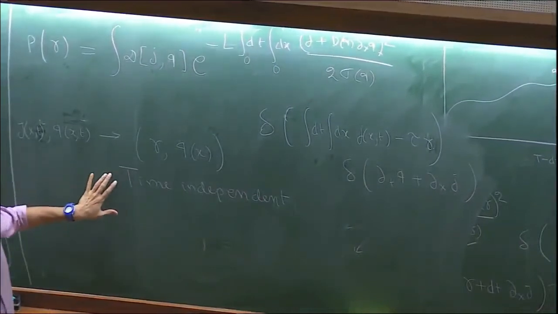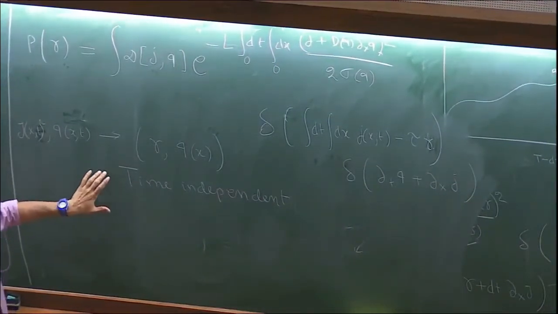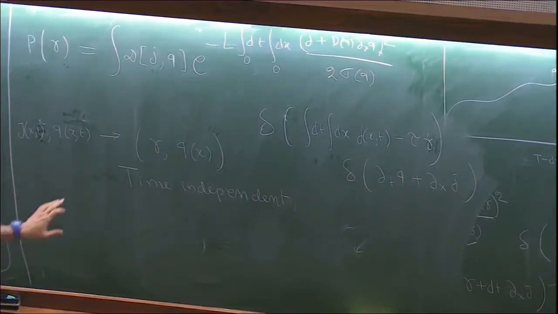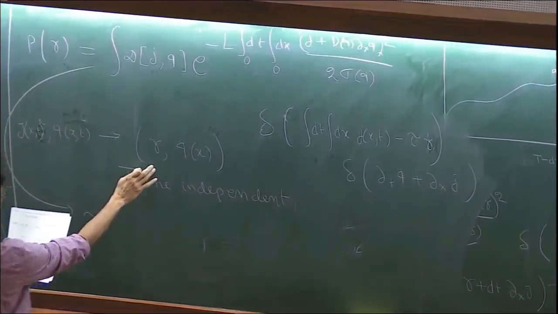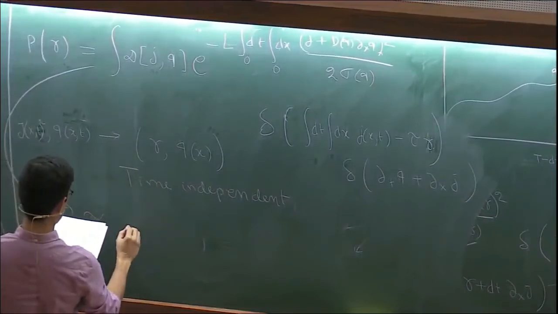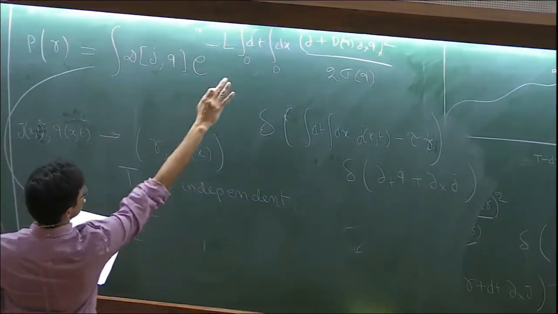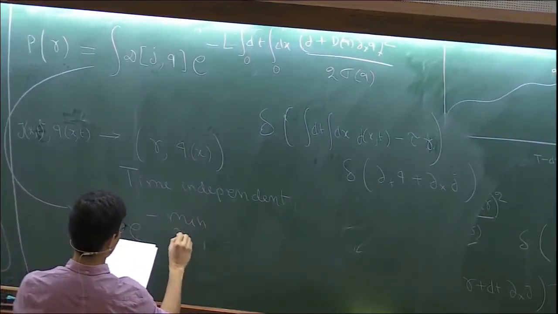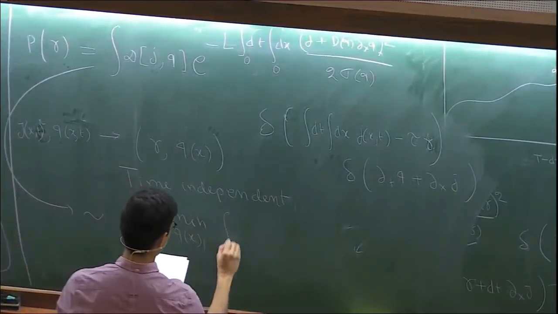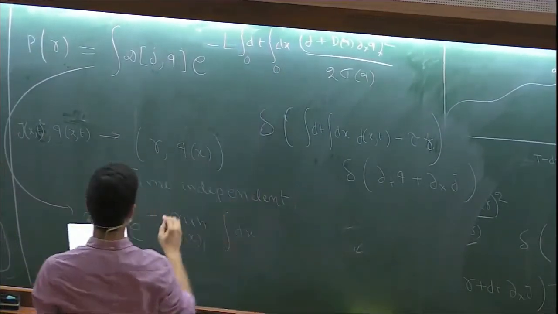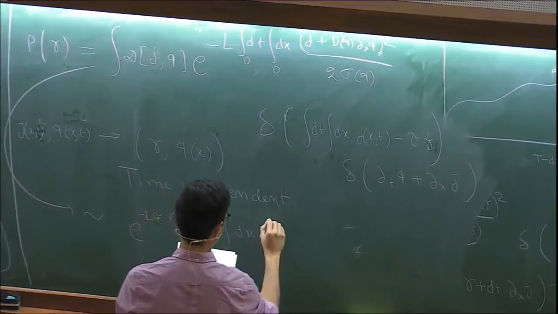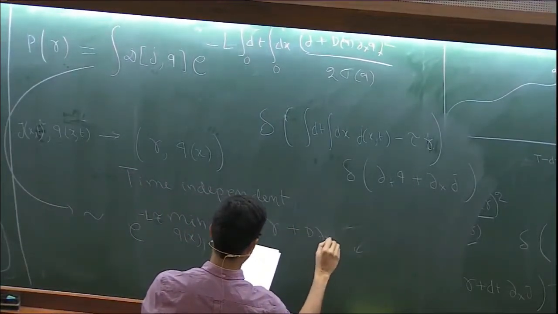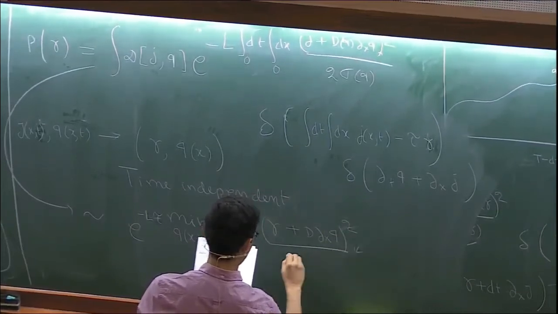If I use this idea, this is what the additivity conjecture is: the conjecture that the optimal profile for this event to happen is time independent. If I assume this time independent, it would simply tell me this is nothing but minus the minimum of Qx dx, the time integral. Let me just write down first L tau, R plus D del X of Q whole square divided by twice sigma.